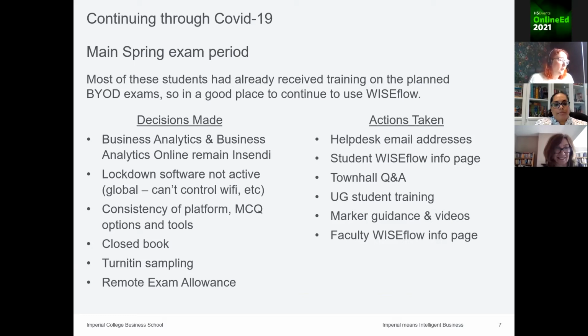And it was a college requirement that all departments introduced a remote exam allowance, which was an additional, at the time, 15 to 45 minutes, depending on department choice, that students would have to upload files, check that the files were all the right ones in the right place, etc. And in terms of actions, we introduced some help desk email addresses for students to use to get in touch with us during an exam.